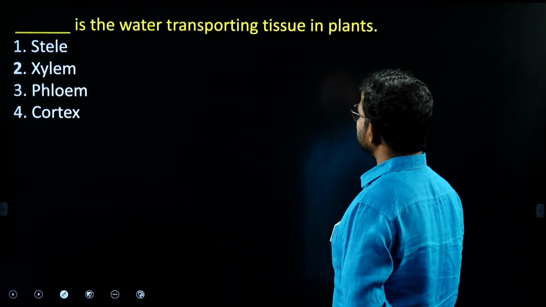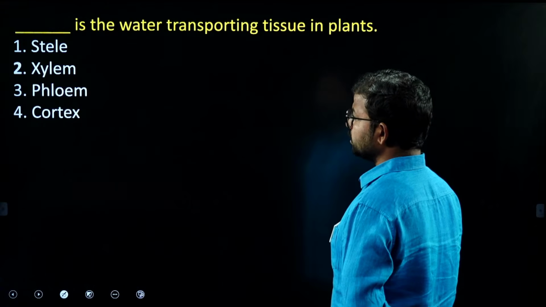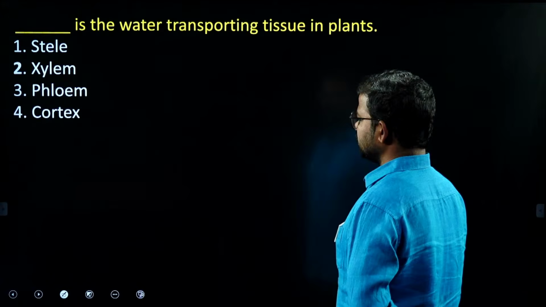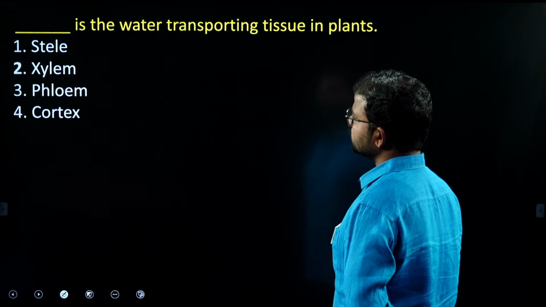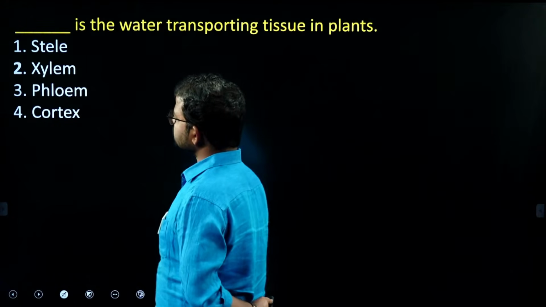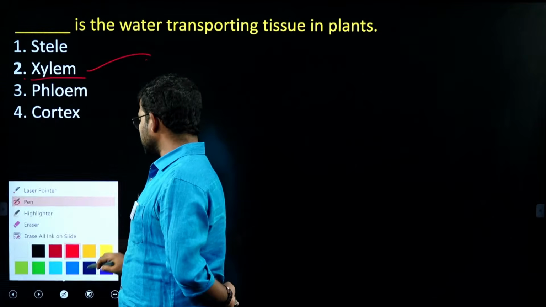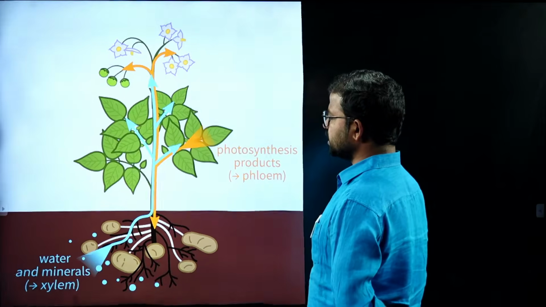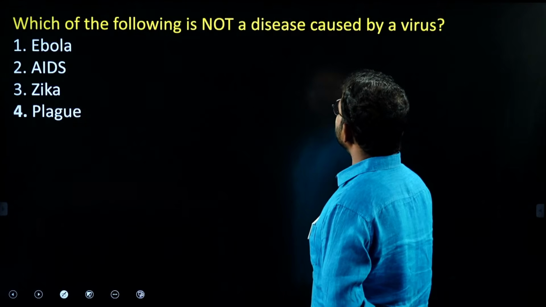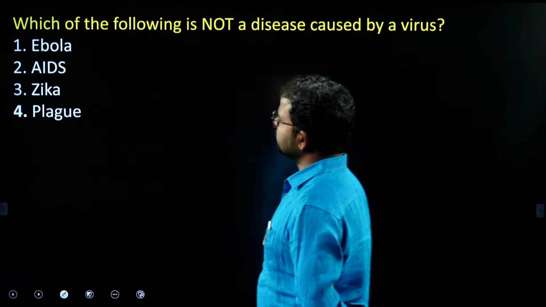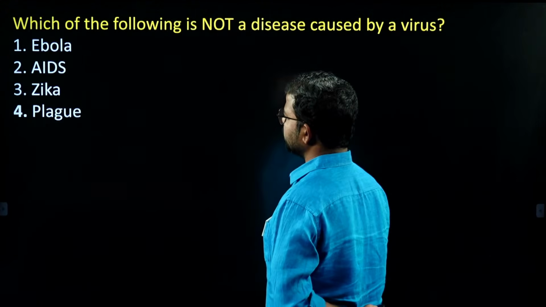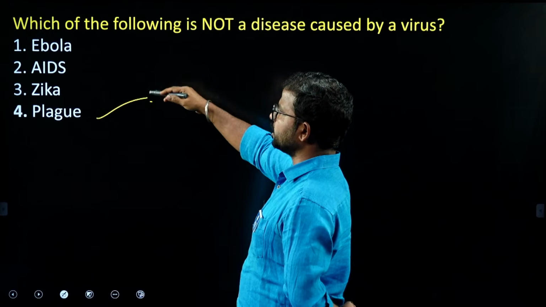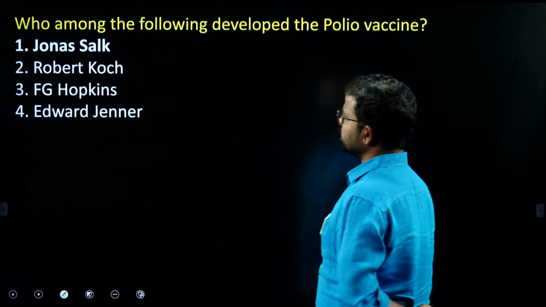Which is the water-transporting tissue in plants? Xylem, option 2. Next, which is not caused by viruses? Mostly plague. Plague is not caused by viruses. The remaining, Ebola, AIDS, Zika, are caused by viruses only.